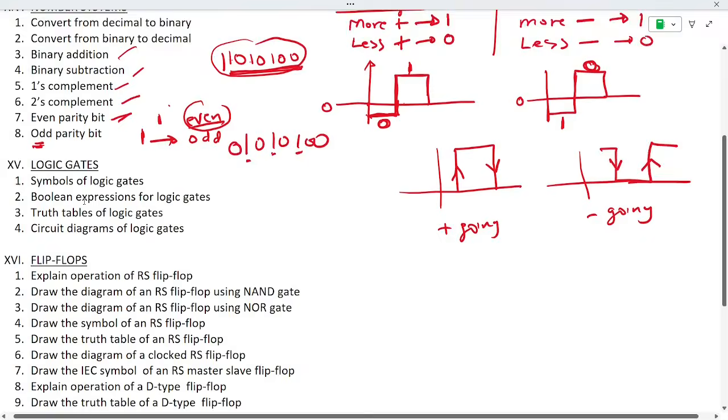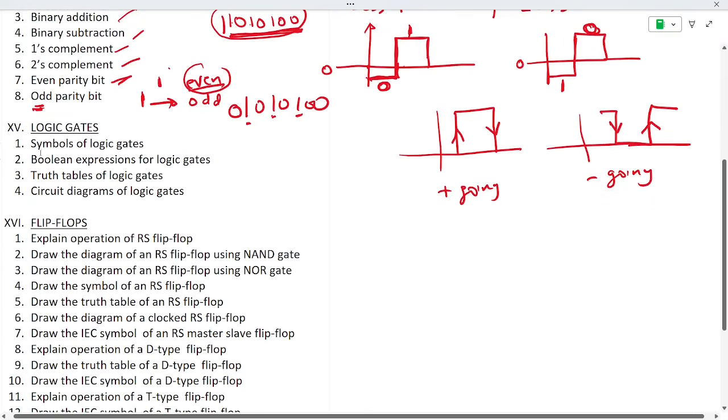Module 15, you have to go through the logic gates. In the logic gates, what do you have to study? You have to study the symbol of the logic gate, the Boolean expression for the logic gate, the truth table of the logic gate, and the circuit diagram of the logic gate. There is a circuit diagram that represents each logic gate. When we are discussing module 15, we're going to talk about this.